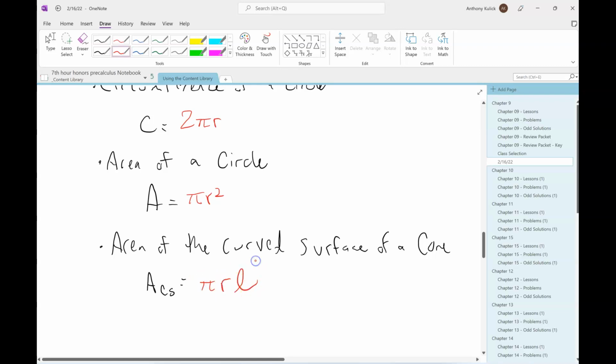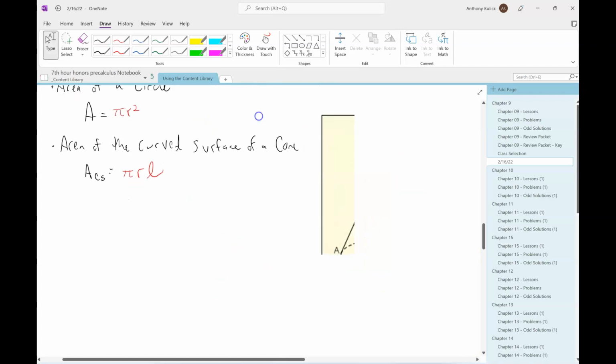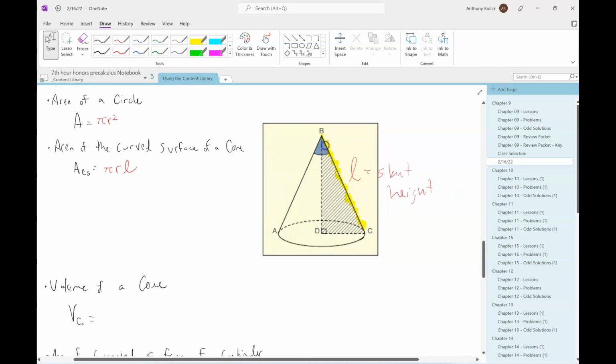It's actually pi r L, where L is what we call the slant height. So if I have this cone here, ABC, the segment BC would be a slant height.